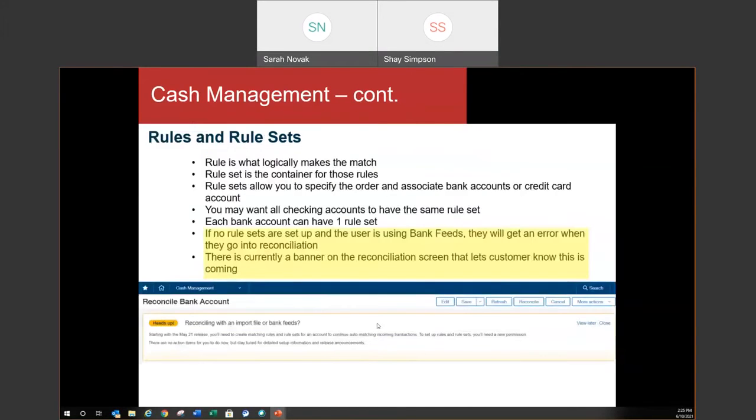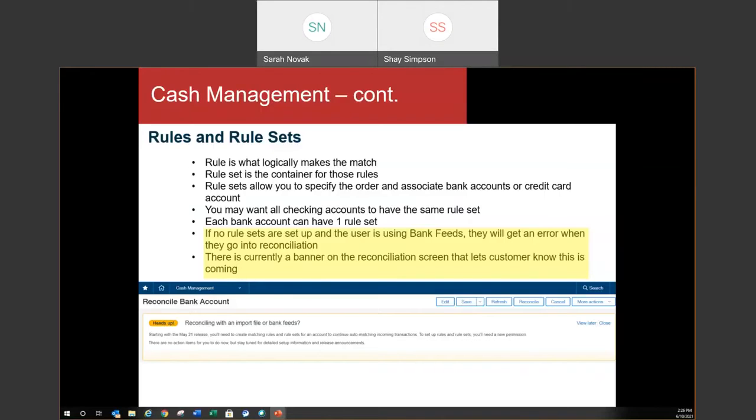Now, like I said, you've probably seen this banner within Sage Intacct for quite some time now. So you know that this has been coming. Again, our rule is what logically makes the match. Our rule set is the container for those rules. Our rule sets allow you to specify the order and associate the bank accounts or credit cards to the account. And again, more than likely, we're probably going to put all of our checking accounts and all of our savings accounts within the same rule set.